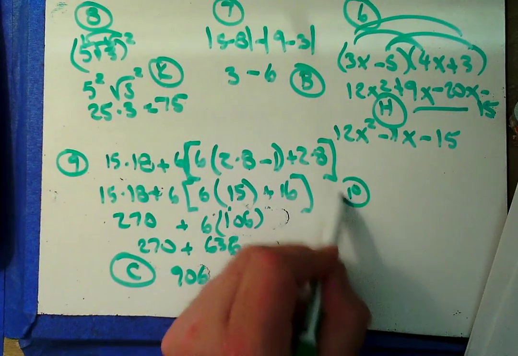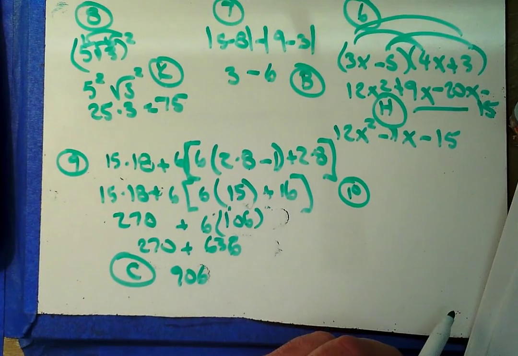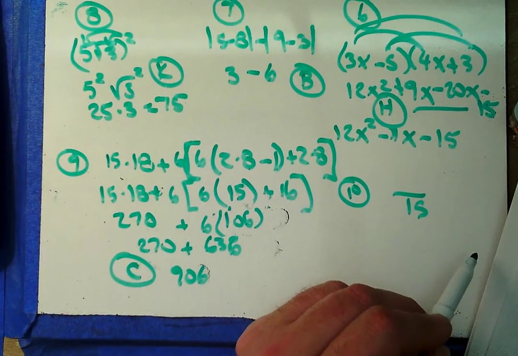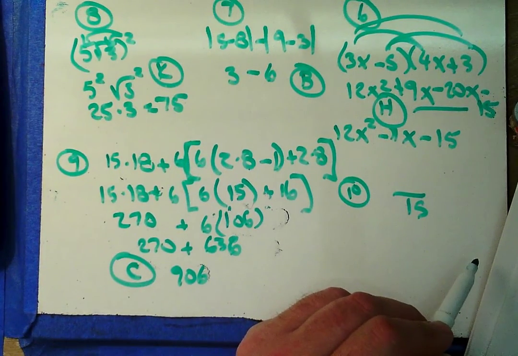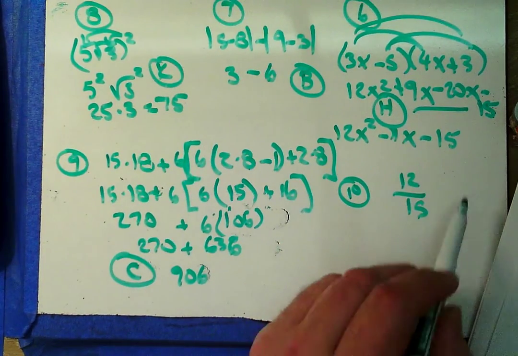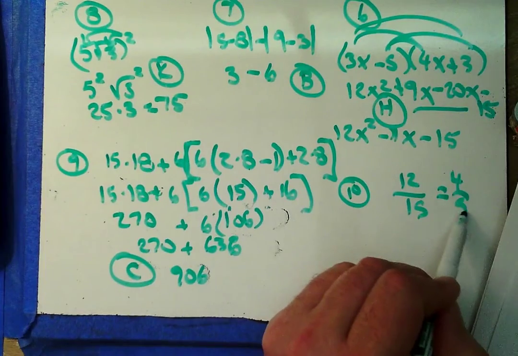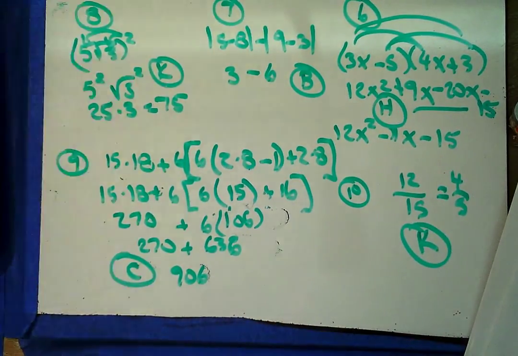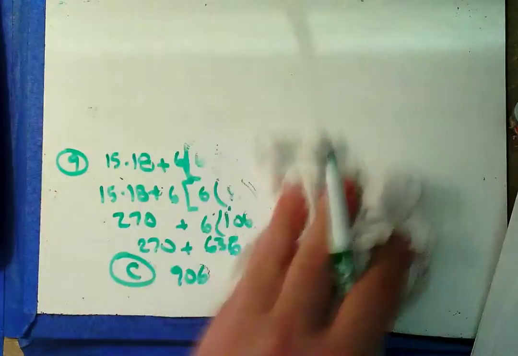Okay, 10. 10 says 7 blue balls, 5 white balls, and 3 red balls. That's a total of 15 balls. And what is the probability that when you draw a ball at random from the urn, it will not be red? Well, not red are the blue ones and the white ones, and there are 12 of those. And so that reduces to 4/5, which is choice K. All right, that's the first 10.